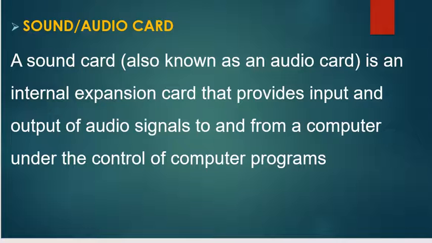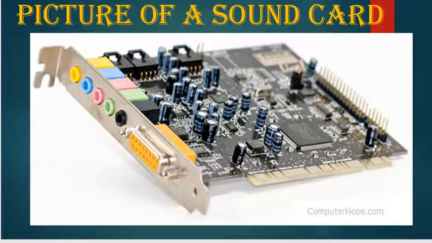The next one, we look at the image of a sound card. So this is how a sound card looks like. This device can be found inside the system unit. The ports at the back are what we call the jacks. We have the audio port, which helps to bring out sound from the computer.